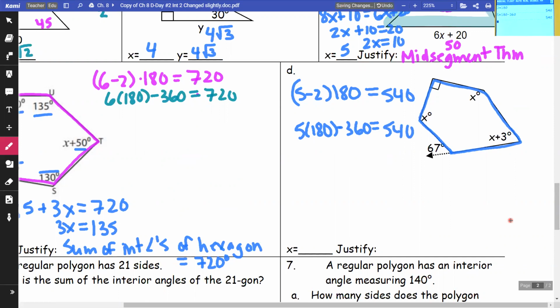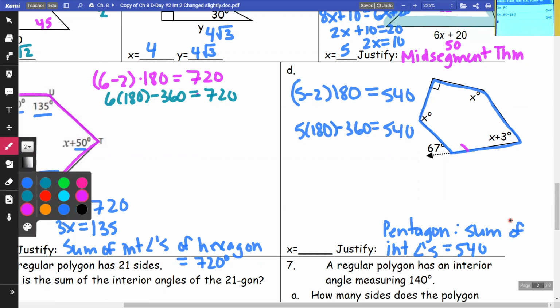So I'm going to set an equation, and I know that the pentagon sum of interior angles is equal to 540. Something else I need to do: I don't know this angle, but if I take 180 minus 67, it's going to give me this angle, which is 113.